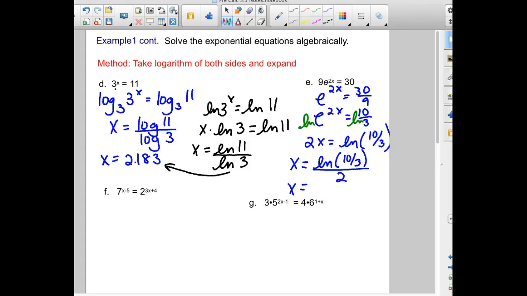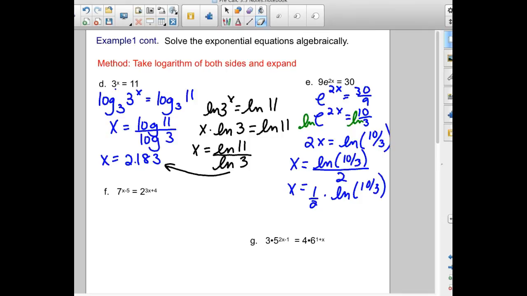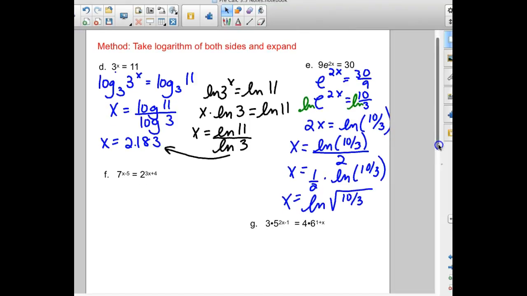Now, simplifying this, we have some different options. That might be one option. If it was a multiple choice question, there might be other versions. For example, I can think of this as 1/2 times the natural log of 10/3. I can put that 1/2 back as a square root. So just a couple different options that you might see. Any of those would be fine as an answer on the test.